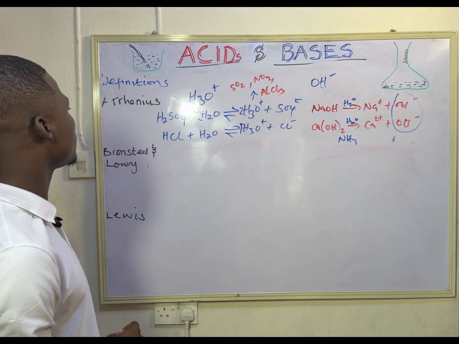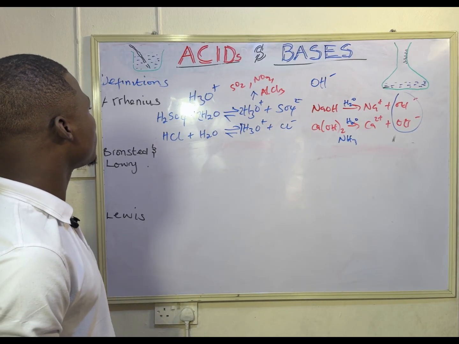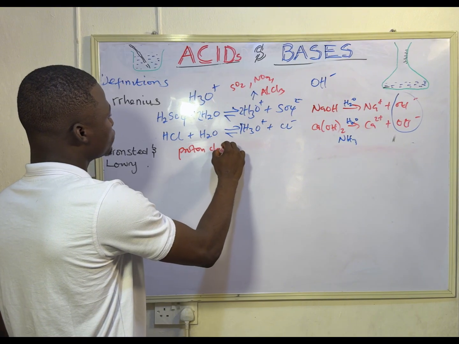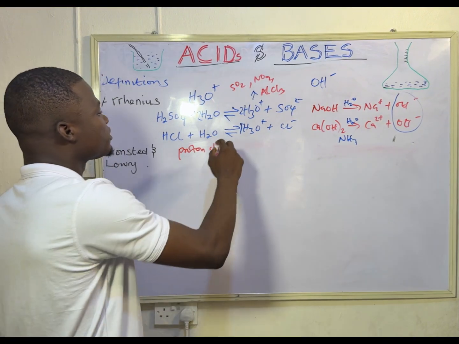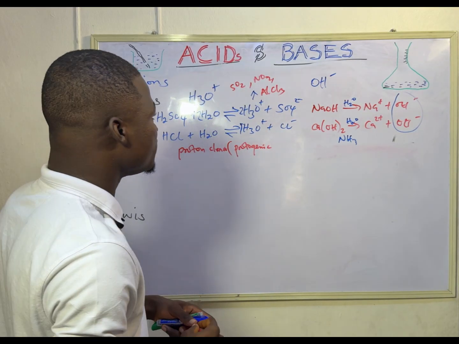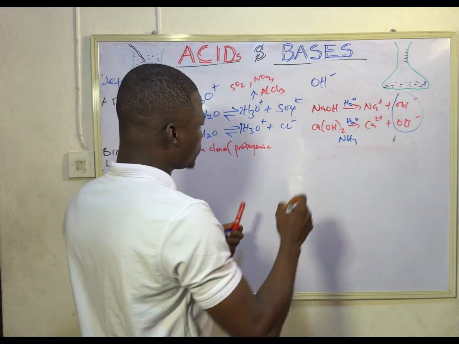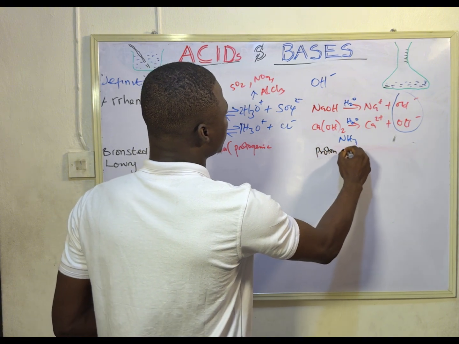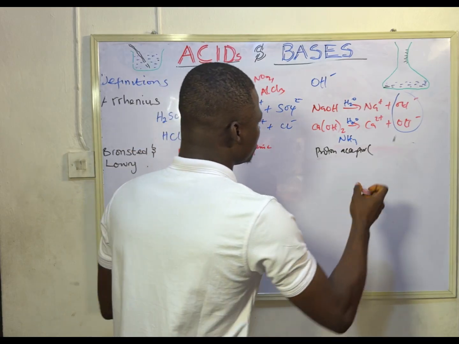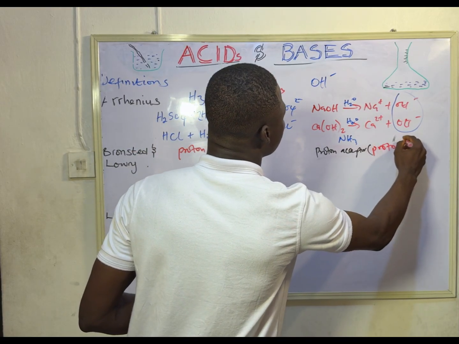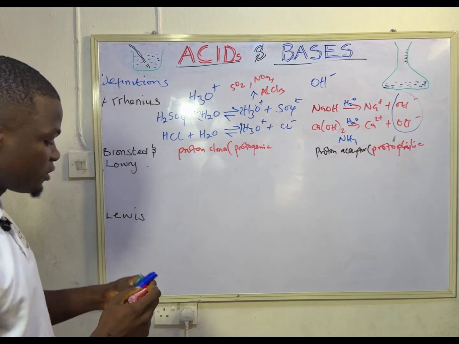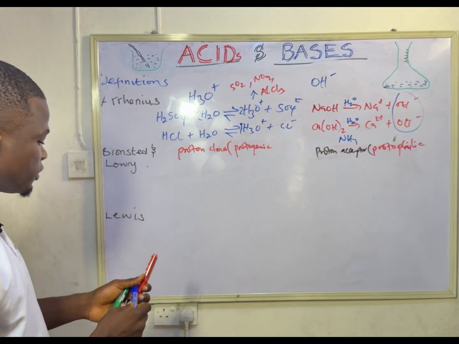So let's look at Bronsted and Lowry. Bronsted and Lowry define an acid as a proton donor. Substances that emit protons are said to be protogenic, while they define a base as a proton acceptor. So a base is a proton acceptor. Substances that accept protons, we refer to them as protophilic agents. So we are going to look at this in some of these questions.